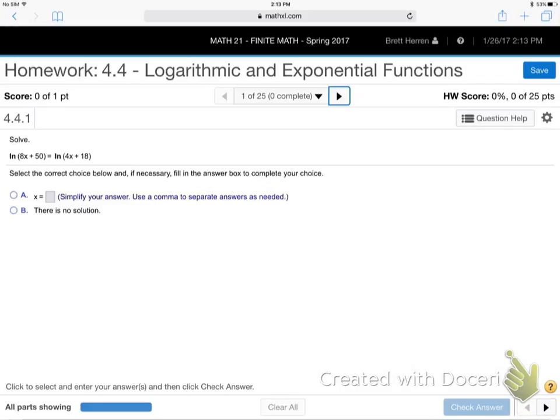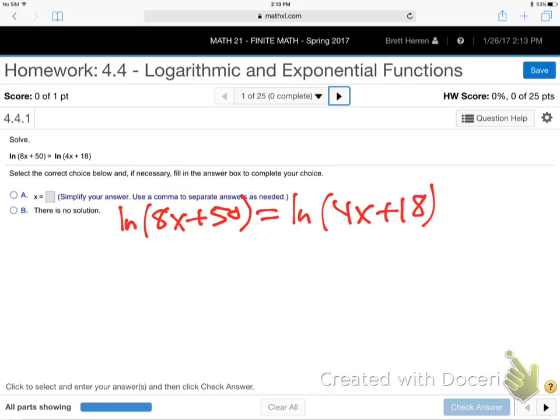All right, so what do we have here? We have the natural log of 8x plus 50 equals the natural log of 4x plus 18. And they want us to solve.